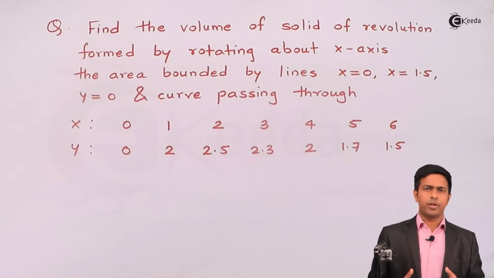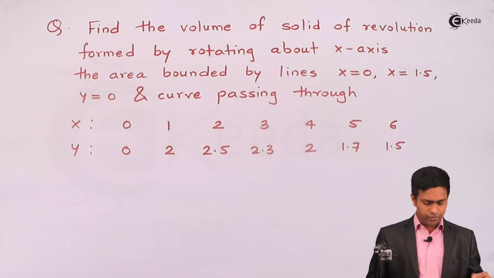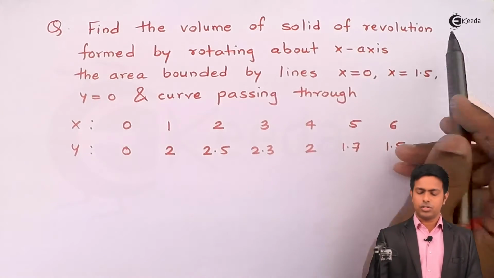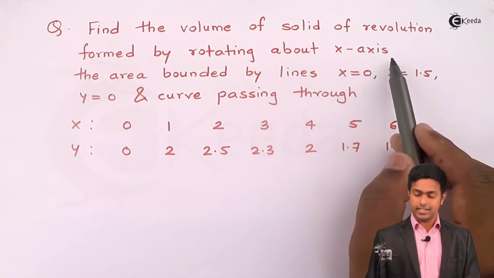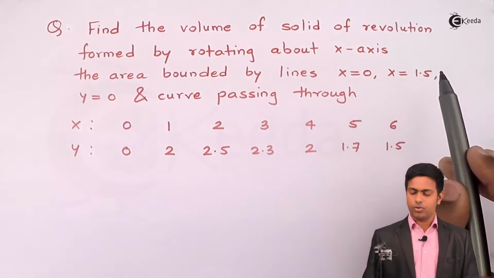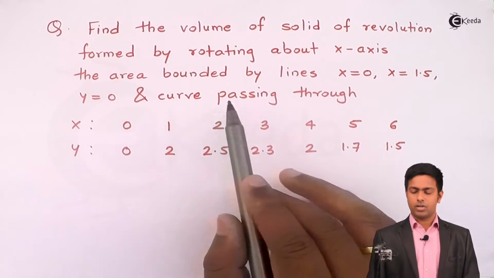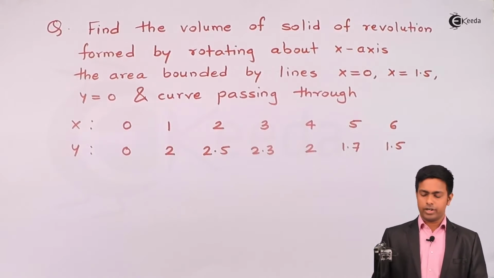Let's learn one more numerical on Simpson's 3/8 rule. And for that, I have a question for you. Find the volume of solid of revolution formed by rotating about the x-axis the area bounded by the lines x equal to 0, x equal to 1.5, y equal to 0, and the curve passing through these x and y coordinates.